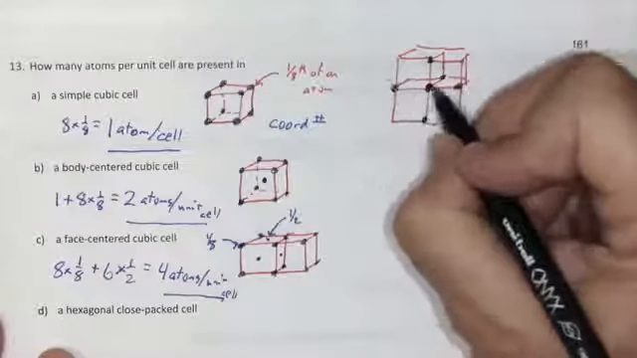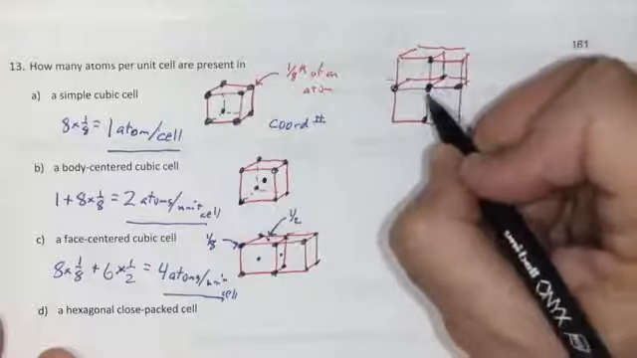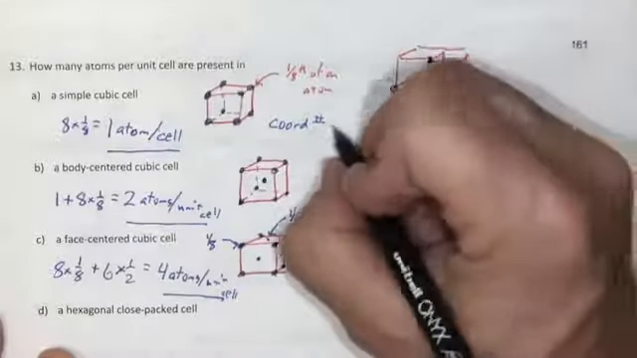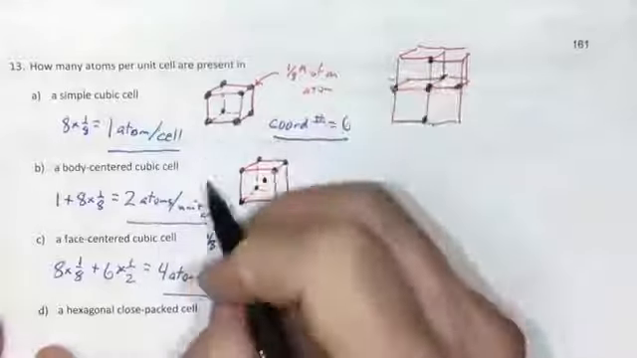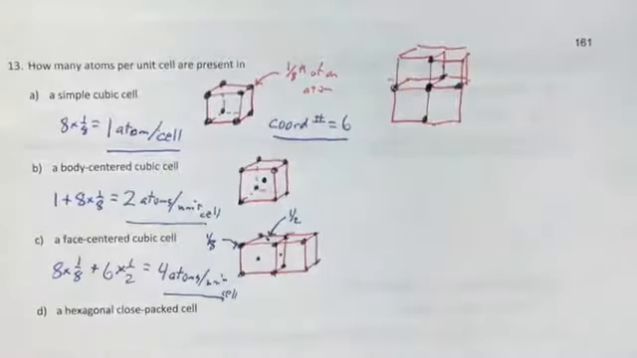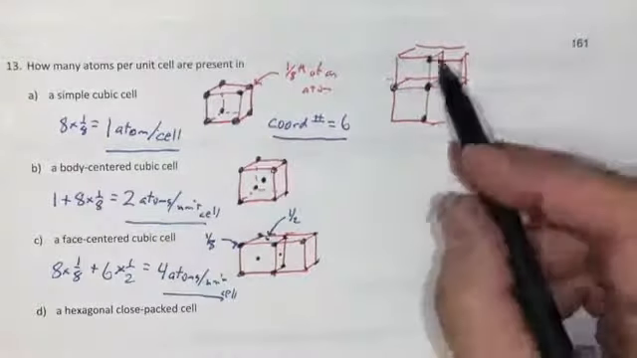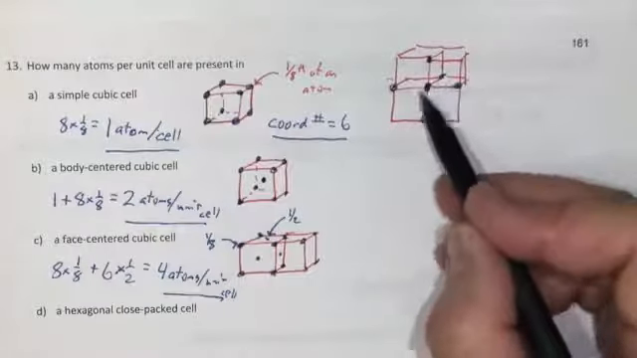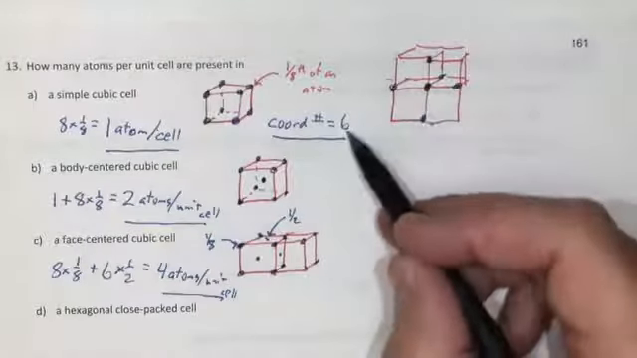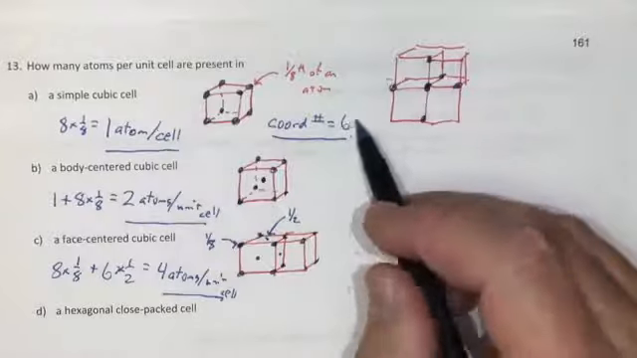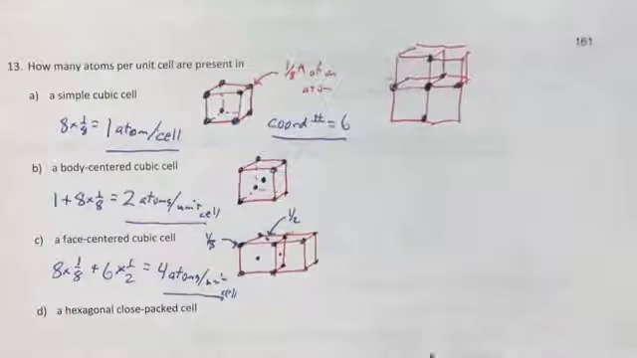So 1, 2, 3, 4 in the plane, 1 behind, and 1 in front. That's a total of 6. This has 6 nearest neighbors. The coordination number in a simple cubic cell is 6. So again, there's 4 in the plane, 1 in back, and 1 in front for a coordination number of 6. The coordination number is the number of nearest neighbors.